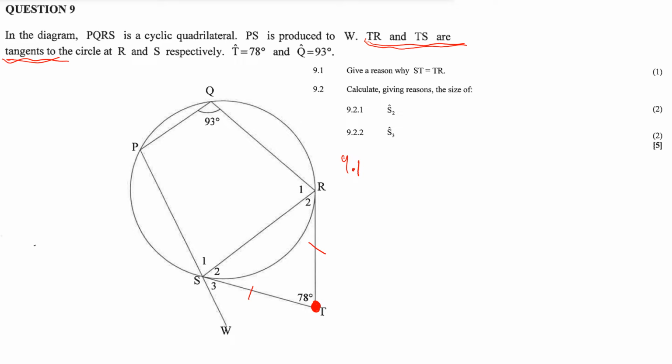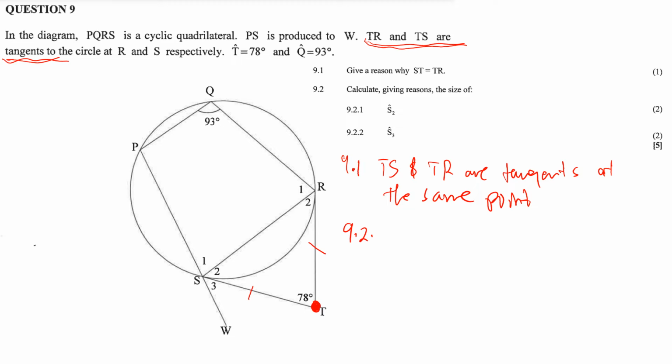You can check it on our videos. Tangents from the same point are equal. So that's the reason, because TR and TS are tangents from the same point, right? That is why we are saying they are equal. So 9.2.1, they want you to calculate, giving reasons, the size of angle S2.